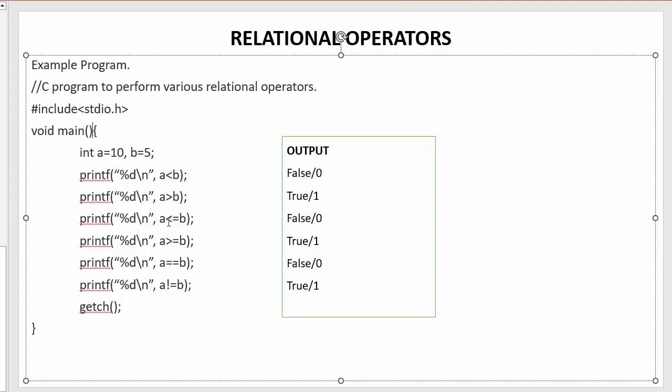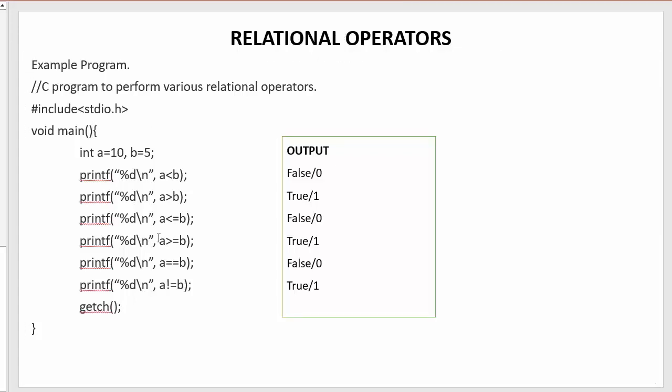Next we will check the less than or equals to condition. Is 10 less than or equals to 5? No, the condition becomes false. That's why you will get 0, or false, as an output. Next we'll check the greater than or equals to operator. Is 10 greater than or equals to 5? Yes, the condition is true, so we'll get true or 1 as an output. Then next, is 10 equals to 5? No, which will give us false or 0. Is 10 not equals to 5? Yes, 10 is not equals to 5, which is true, and we will get the output as true or 1. So like this we can test various relational operators with the help of a C program.